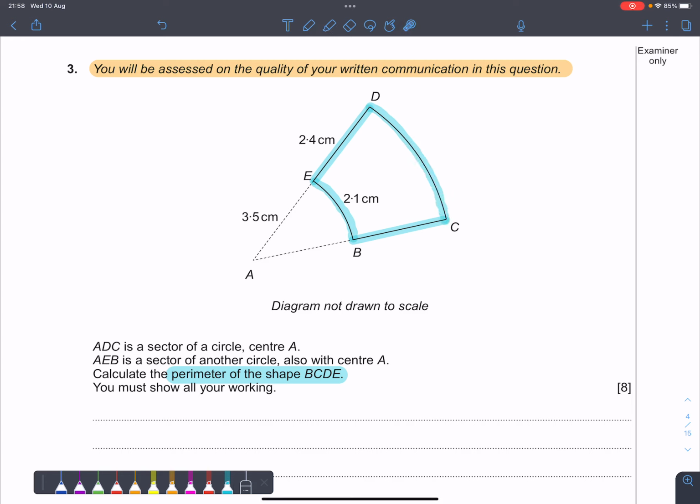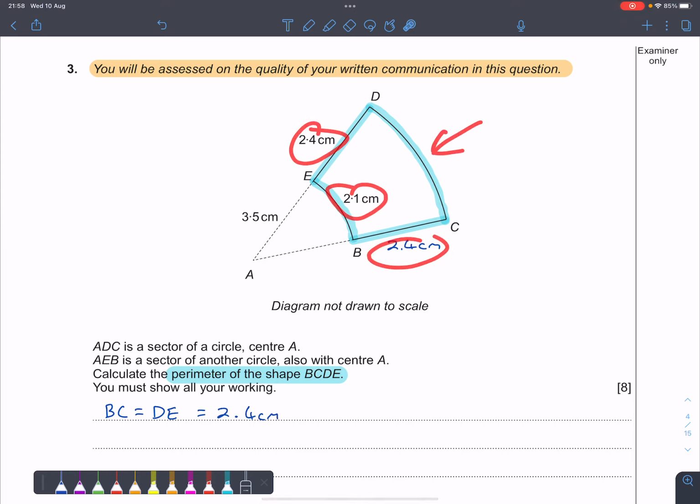Okay, so that perimeter comprises ED, which is 2.4, arc length EB, which is 2.1, and BC, which is going to be the same as ED, so that's also 2.4. So I'm just going to write that down. BC equals DE, which is 2.4 centimeters. And we also need this value here. In order to work out the perimeter, we've got 3 of the 4 sides. We need to work out this arc length here.